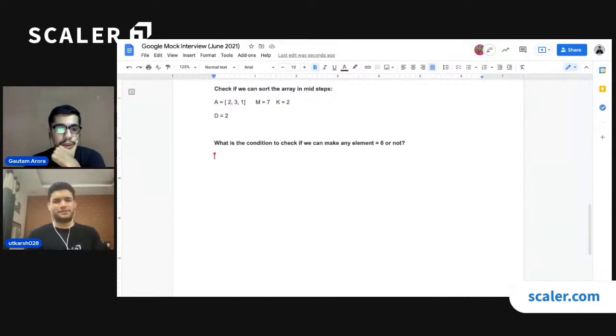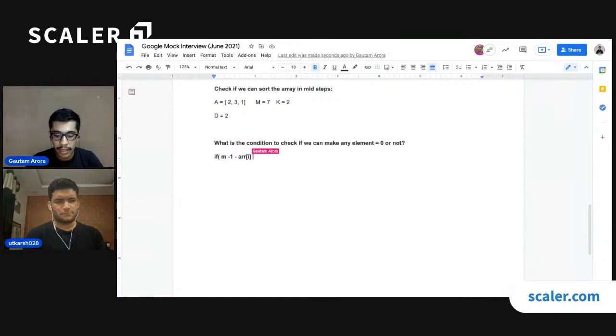So can you write it down? Just that. If the gap between m minus 1 and ARR of I is greater than or equal to k into d, I can say that the value can't become 0. Why are we writing m minus 1 minus ARR of I?